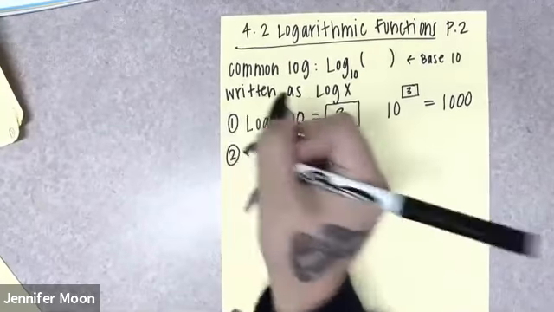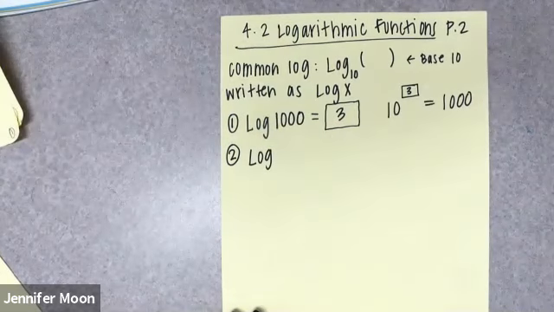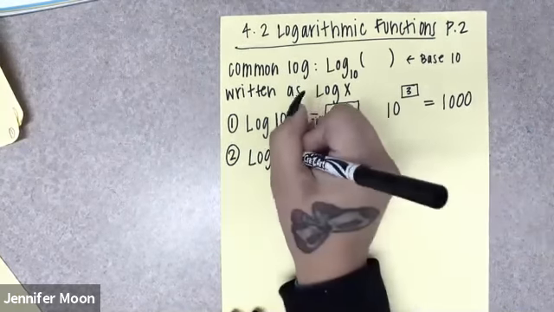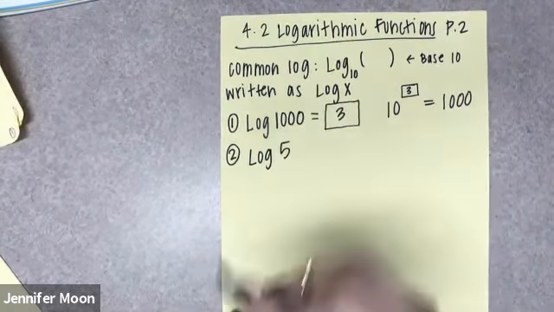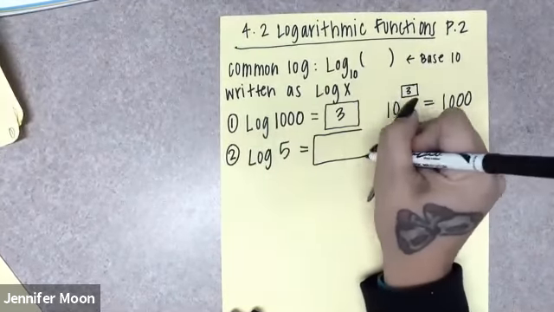So for this example, say we have log, there's not a base written, so I'm implying log base 10, and then I have a 5 equals, I don't know yet. My answer is going to go here.